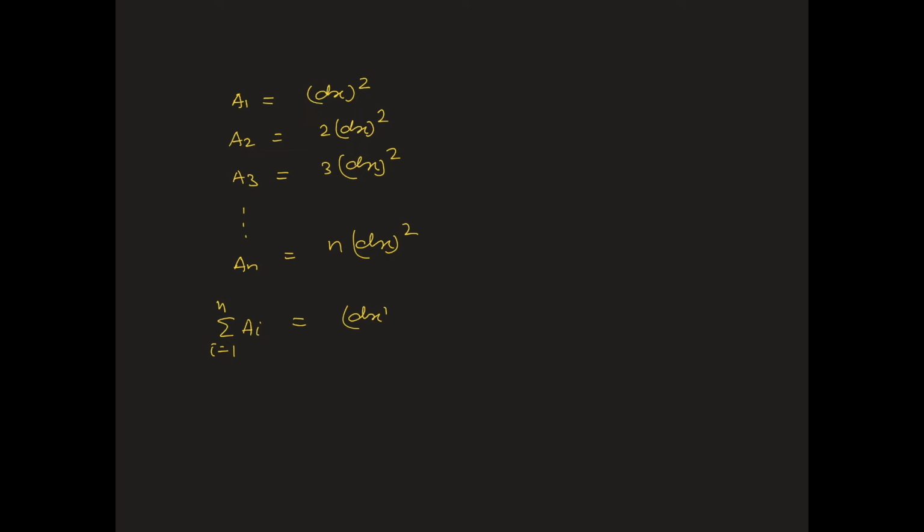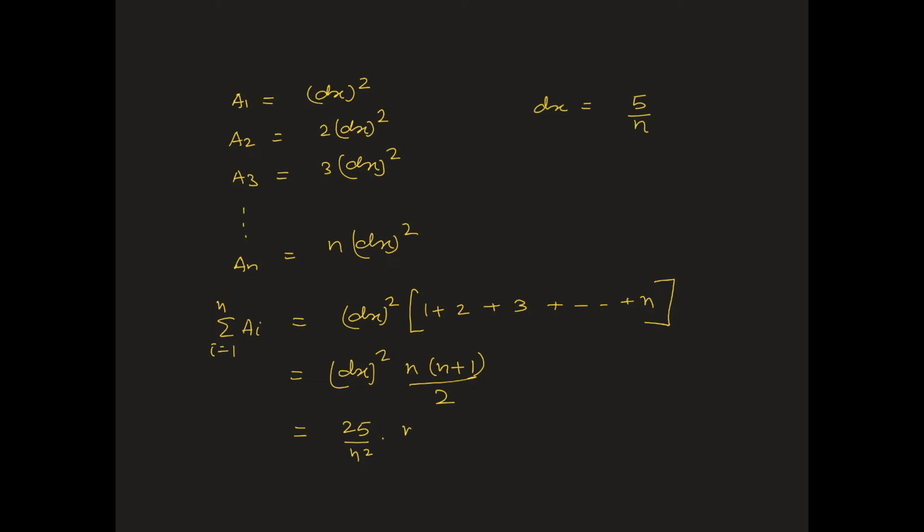So dx squared times 1 plus 2 plus 3 up till n, and what do we get? We get dx squared into n into n plus 1 divided by 2. That is a standard addition formula that you have studied in your class, maybe 9th or 10th, and we are not fussing over that. But the most important point here is that the value of dx is 5 upon n. So I want to replace this by 5 upon n. So that will be equal to 25 upon n squared times n into n plus 1 by 2.